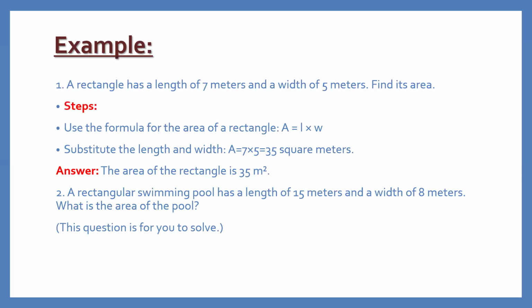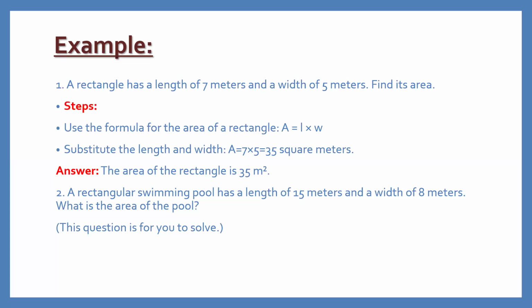So here, the same way, the first example: a rectangle has a length of 7 meters and a width of 5 meters. Find its area. So here L, length, is 7 meters. Width is W, which is 5 meters. Write the formula A equals L multiplied by W. Substitute the values: 7 into 5, 7 fives are 35 square meters.